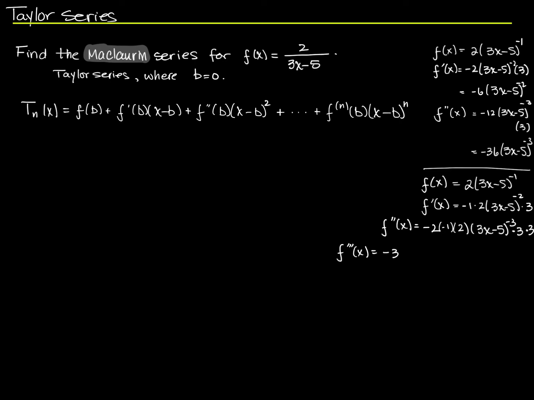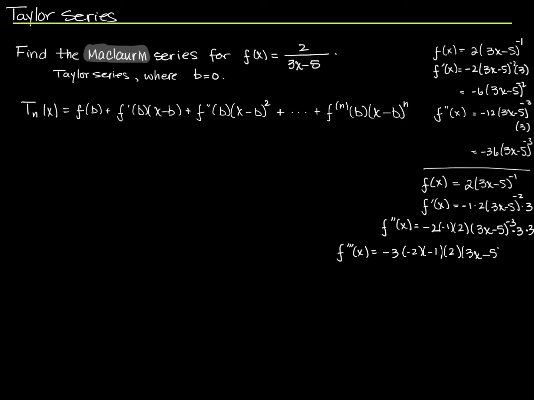And then the next thing I wrote here was this 2, which was the constant in front. On this line here, I wrote down negative 1 times 2, which was the constant in front on the previous line. So for this derivative, I'm going to write down the constant that's up in front here, which is negative 2 times negative 1 times 2. And then I'll have my 3x minus 5.